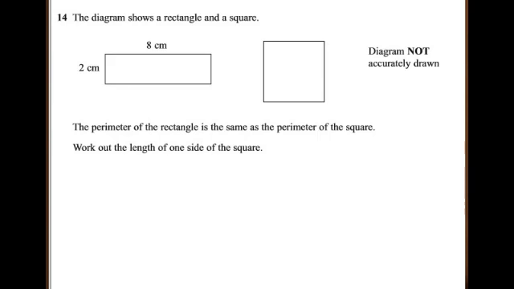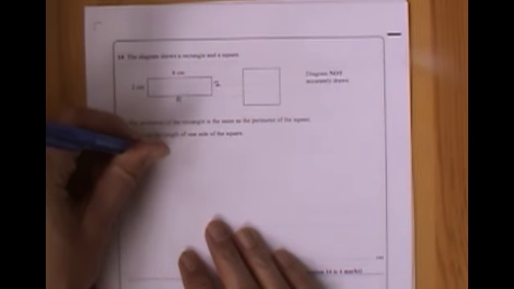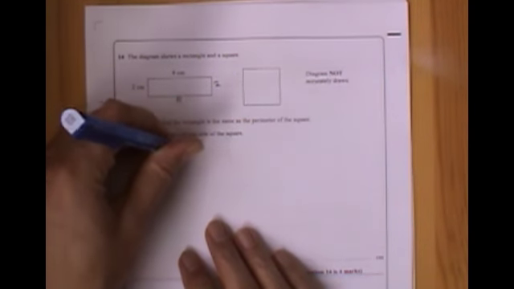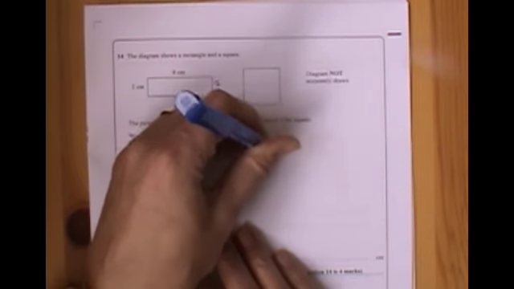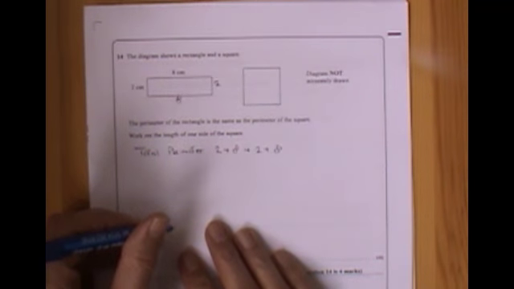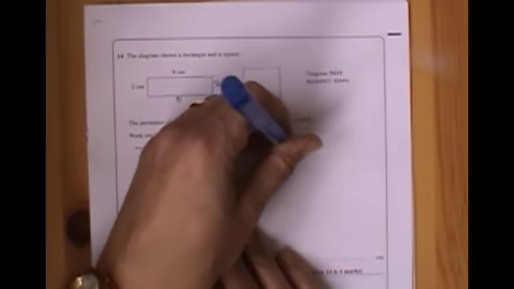The diagram shows a rectangle and a square. The perimeter of the rectangle is the same as the perimeter of the square. Work out the length of one side of the square. Well, we know perimeter means the distance around the outside of the rectangle. So we've got a 2, an 8, this side must be a 2, this side must be an 8. So the total perimeter is going to equal 2 plus 8 plus 2 plus 8. 2 and 8 is 10, so we've got 20 centimetres altogether.